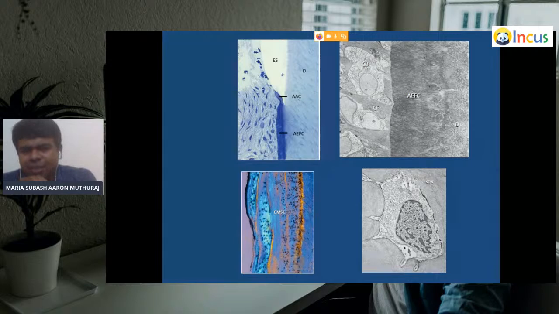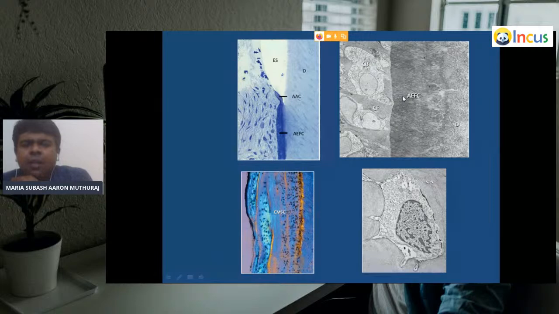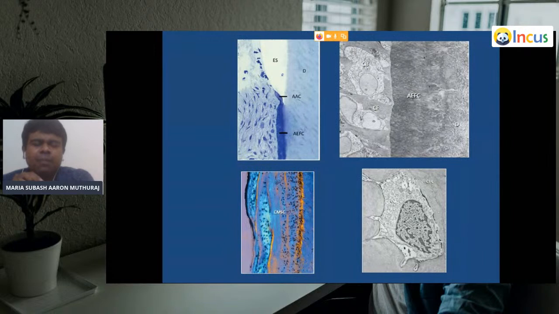Acellular extrinsic fiber cementum has predominantly Sharpey's fibers in it. Sharpey's fibers are present much more in acellular extrinsic fiber cementum when compared to cellular mixed stratified cementum. In acellular extrinsic fiber cementum, the array of fiber insertion will be clearly seen. These Sharpey's fibers have insertion both in the cementum as well as in the bone.